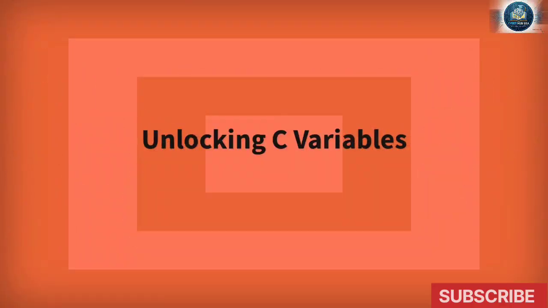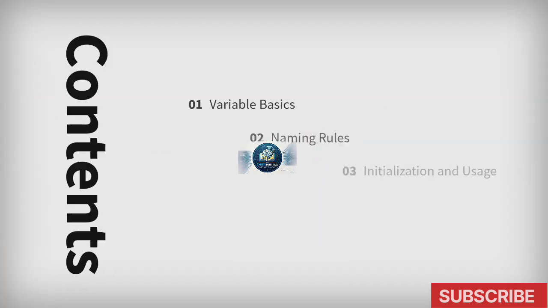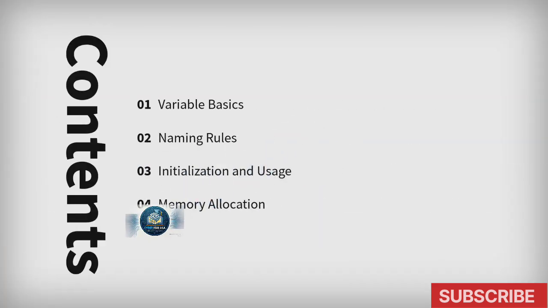Imagine being able to store and manipulate data in your programs with just a simple name. Variables in C make this possible, transforming how we interact with memory. In this video, you'll learn how variables are declared, named, initialized, accessed, and how memory is allocated for them in C programming. Let's embark on a journey through the essentials of variables in C.